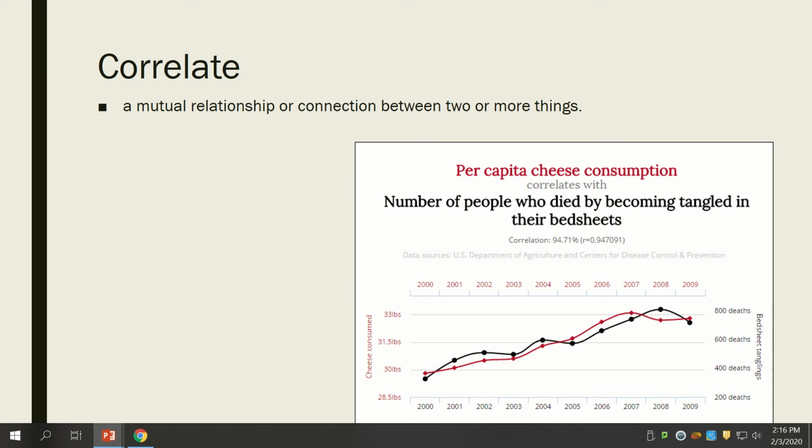So that's one thing that I think a lot of people actually miss. There are just various things that we end up memorizing that are true-ish, but essentially a half-truth, I guess. So here, correlation: a mutual relationship or connection between two or more things.